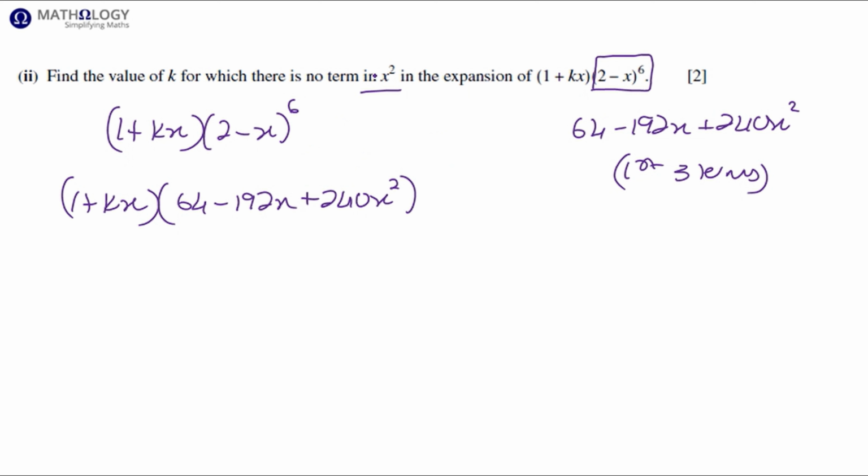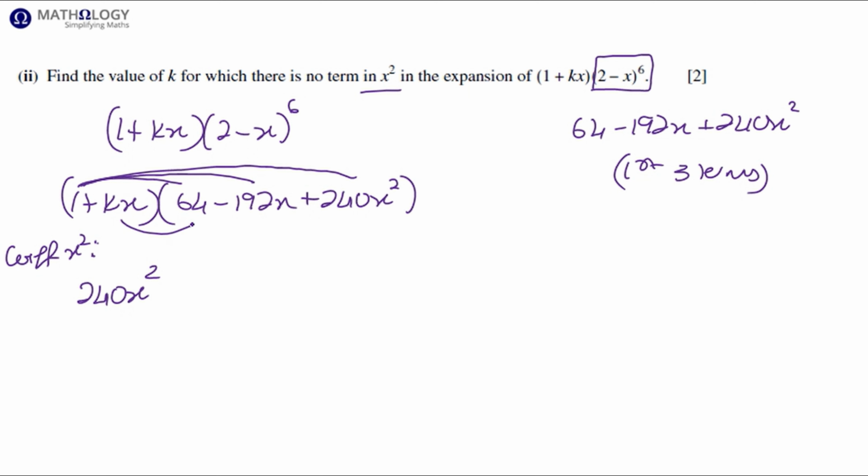So it was unnecessary to expand this binomial completely, because we are only interested in the coefficients of the x squared terms. When we multiply the first bracket by the second bracket, we can have 1 times 64. That doesn't give us a term in x squared. Multiplying the next term still doesn't give us a term in x squared, but multiplying 1 and 240x squared will give us 240x squared. So what we're looking for is the coefficient of x squared in this expansion. Then multiplying kx with the first term, 64, gives us a term in x. We're not interested in that.